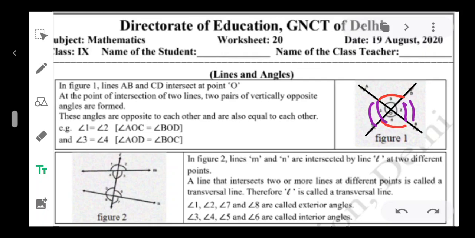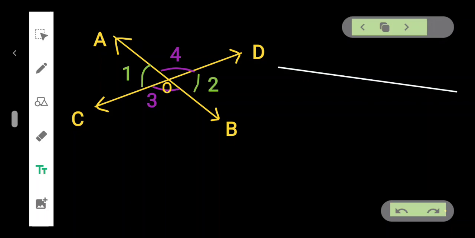Now in the second figure, lines M and N are intersected by line L at two different points. Then this line is called a transversal line. 1, 2, 3, 4, there are some small figures. It is not easy to see, therefore we can mark this 1, 2, 3, 4, 5, 6, 7, 8. Okay, let's see on the board.